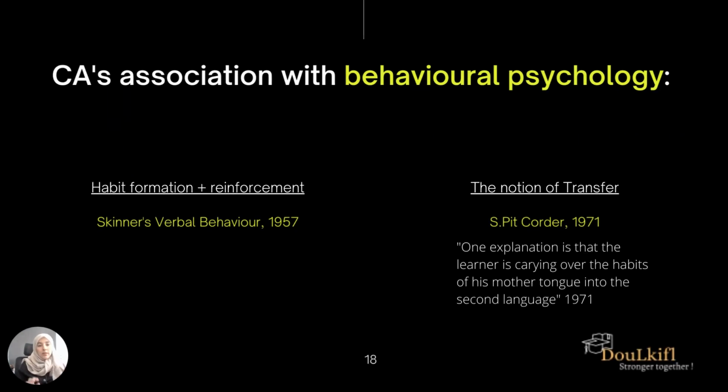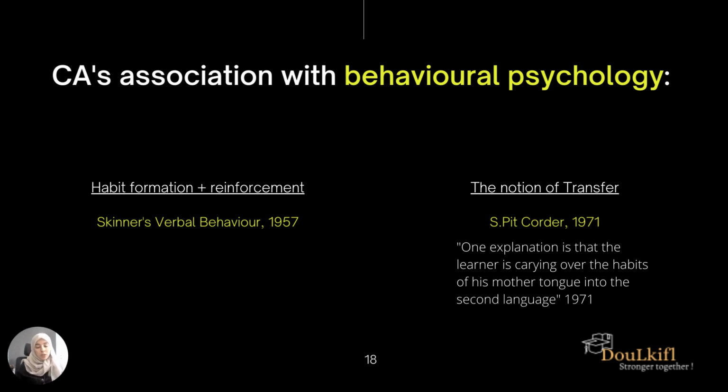Now let's take a look at the association of CA with behavioral psychology. The first thing is, so there are two notions, okay? The first notion was habit formation plus reinforcement. For me personally, whenever I hear these two phrases, habit formation plus reinforcement, it reminds me directly of Skinner's Verbal Behavior in 1957.